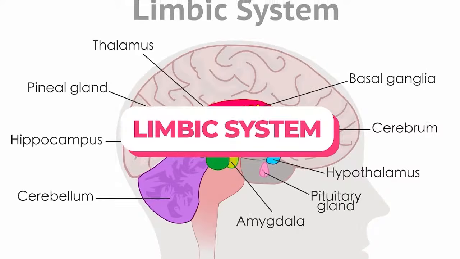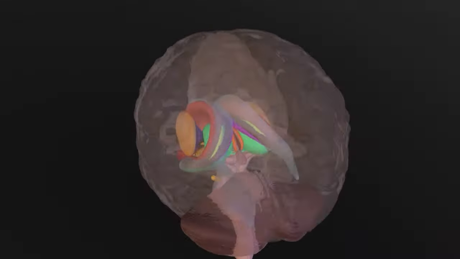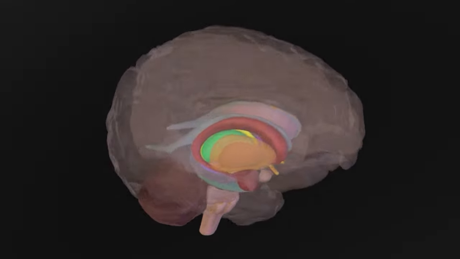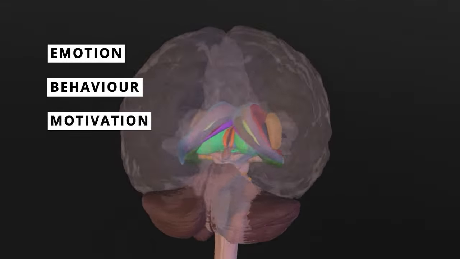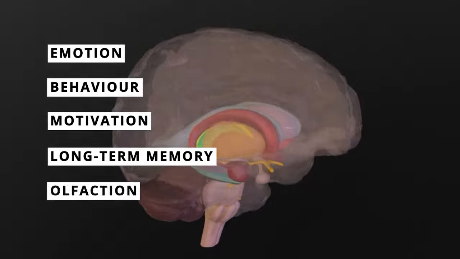Limbic system. The limbic system is a collection of structures in the brain involved in various functions including emotion, behavior, motivation, long-term memory, and olfaction.